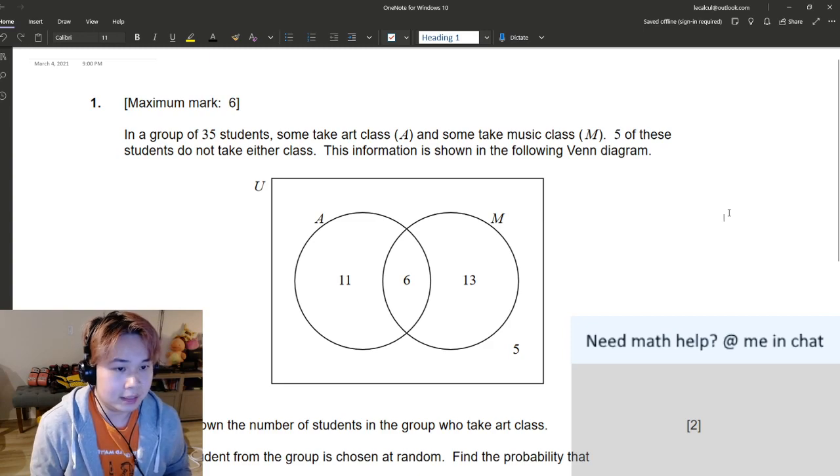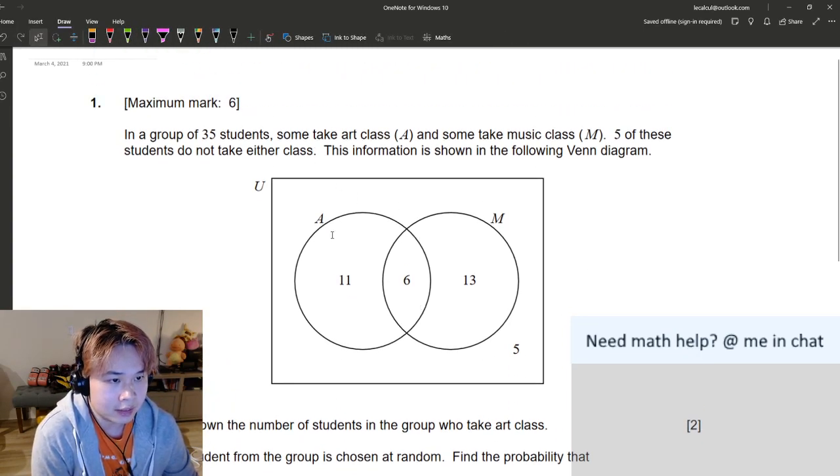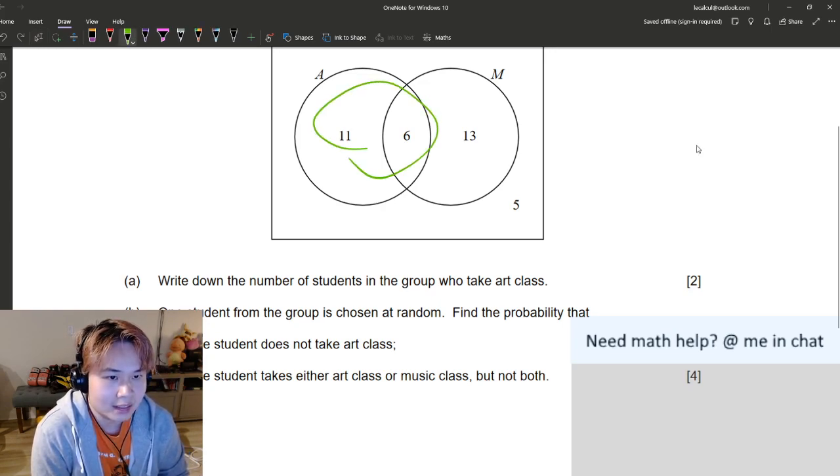Alright, let's see. We have a group of 35 students. Some are in the art class, some are in the music class, 5 don't take either, and all of this is in a handy dandy Venn diagram. So, write down the people that take the art class. Okay, that's easy. That's the people in this circle. So, 17.